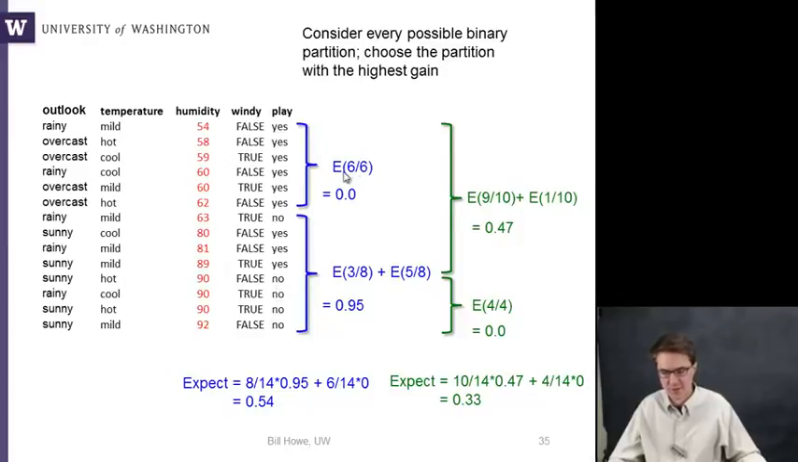So fine. If you go ahead and compute the entropy here, 6 out of 6 are all yes, which means it's 0 entropy, totally predictable. And here it's 3 out of 8 plus 5 out of 8, entropy is 0.95. And here 9 out of 10 or 1 out of 10, that means it's a lower number as we'd expect, because it's pretty predictable, right? 90% chance of being a yes. And here 4 out of 4 is 0.